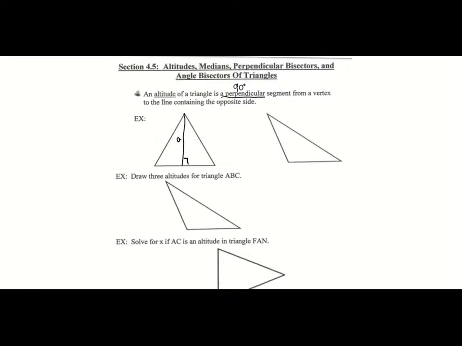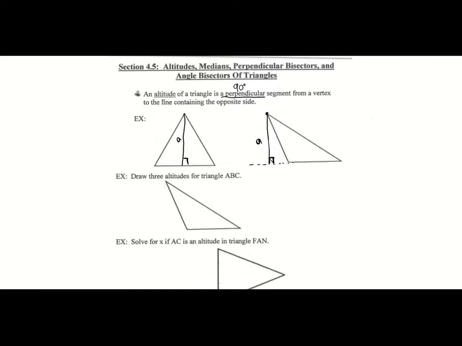So if we look at this example over here, if we were to draw the altitude of this triangle, we would start at our vertex up here. If we go straight down perpendicular to the opposite side, we actually need to extend this side out a little bit, and this is our altitude. So it's the height of this triangle. This is our altitude here, A.